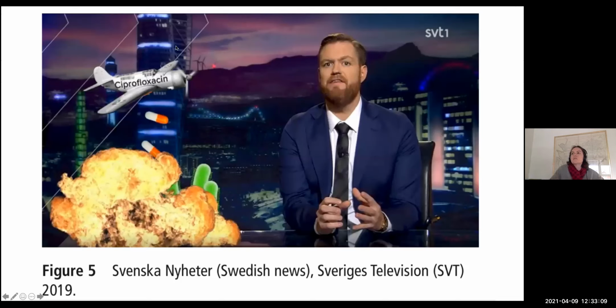And you see again this war metaphor, where you have this ciprofloxacin airplane that's dropping pills. The explosion is so large it's hard to see, but there are little bacteria that are being killed by the ciprofloxacin airplane. So it's also speaking to this war metaphor. In the segment, he goes through a popular culture understanding of the basics of AMR.